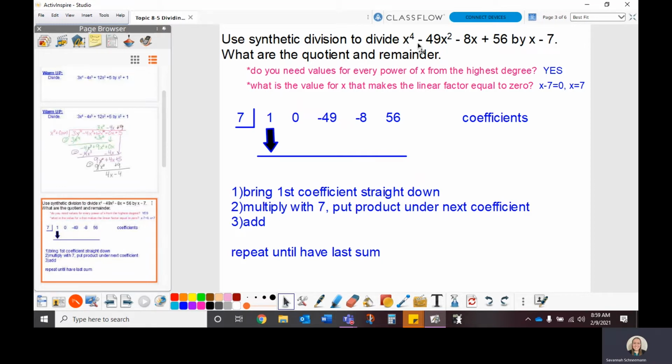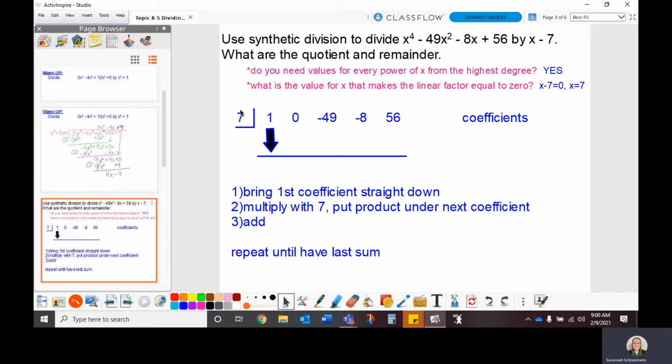So when we fill this in, we are going to have to put a 0x cubed since we don't have a term of that. Right, and yes, you need to have a value for every power of x. That's what I mean by no gaps. And then you're going to fill in just the coefficients into this little setup here. So we have a 1x to the fourth, so we put 1. Again, that's 0x to the third because we can't have that gap. And then a negative 49x squared, a negative 8x, and then a positive 56.